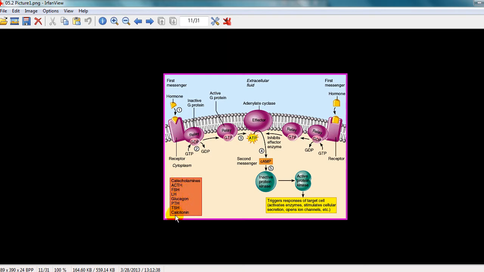So on this list here, we're going to see all the same type of hormones, either peptide or amino acid, water-soluble type hormones that are going to need to target the surface of the cell and can't move freely across the phospholipid bilayer.